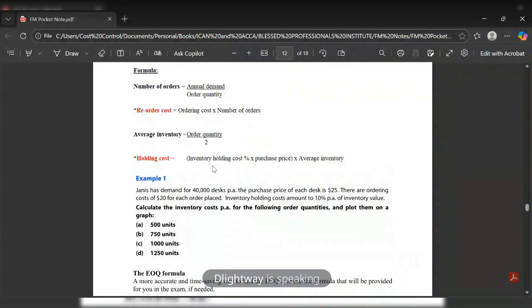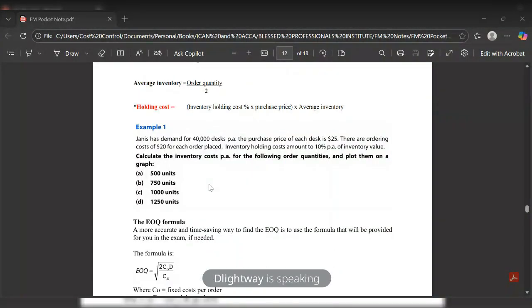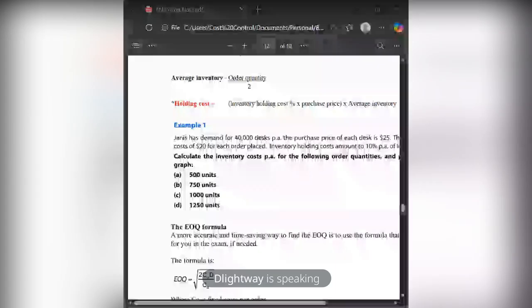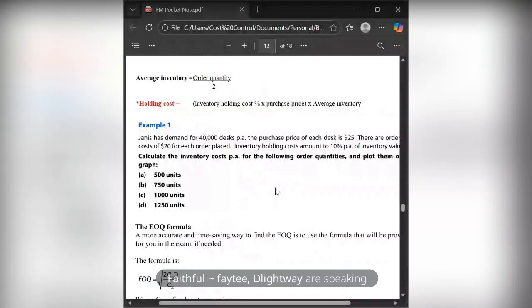So now we'll be looking at an example, example 1. Let's quickly take that to our Excel sheets. Please, can you let me know if you can still see my screen? All right, thank you.